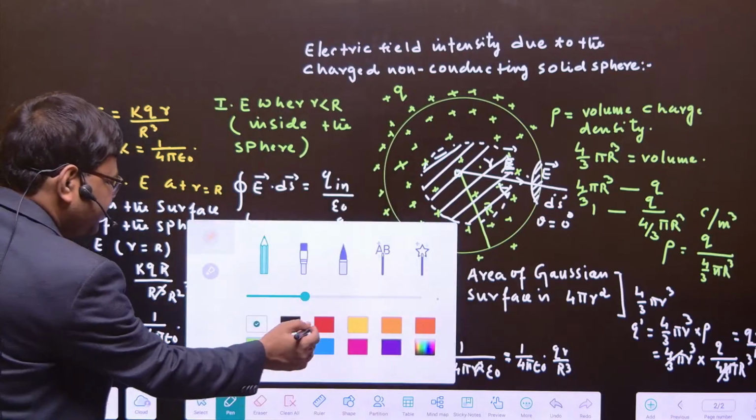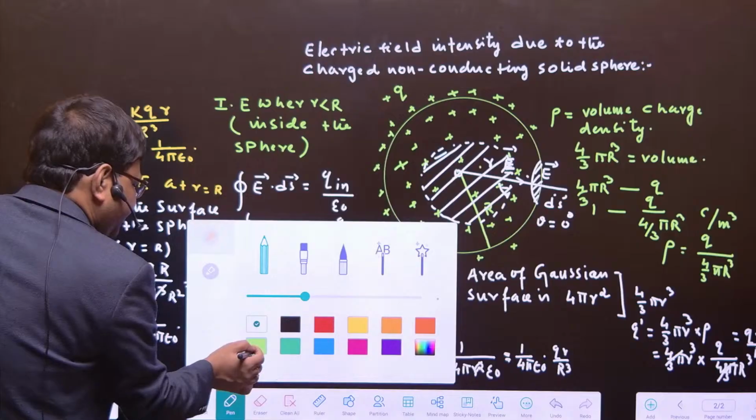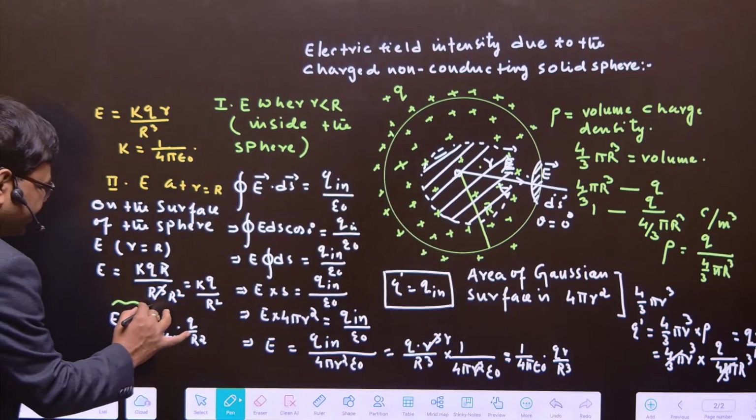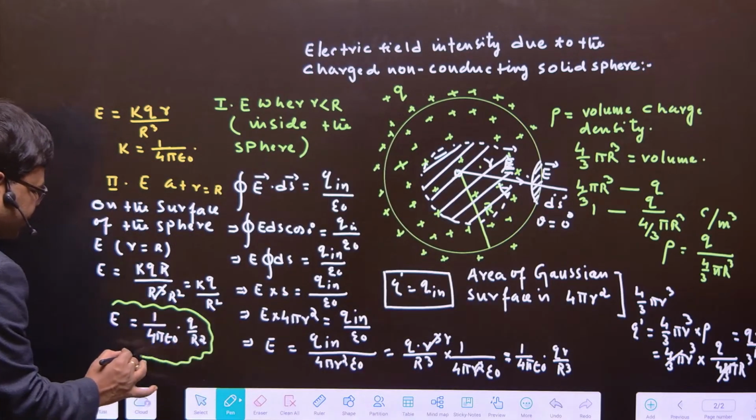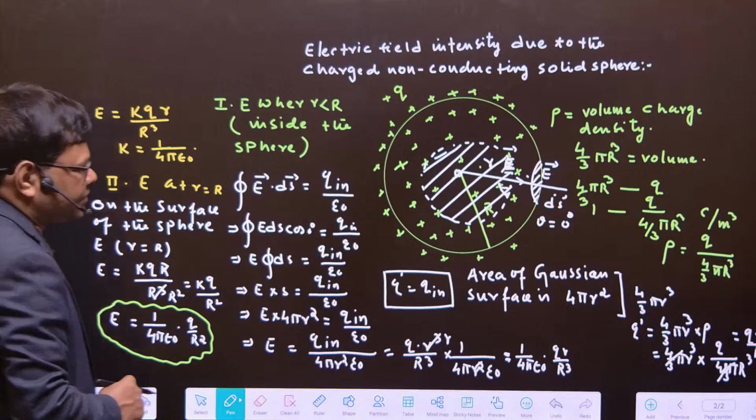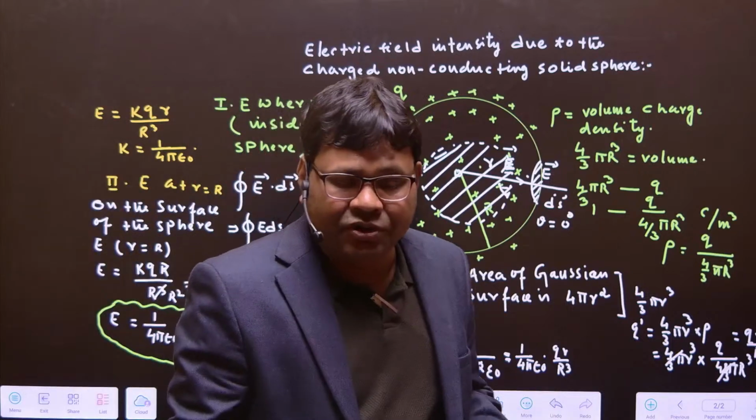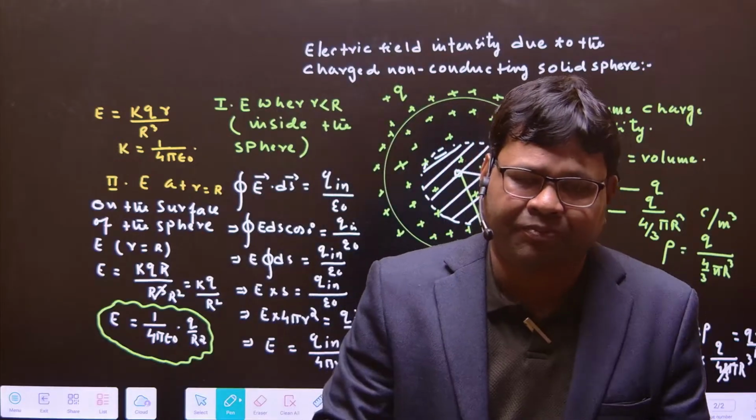Have you understood, students? Any problem? This is the electric field intensity due to the non-conducting charged solid sphere on the surface. I think you have understood. Have you copied, students? Any problem? Okay.